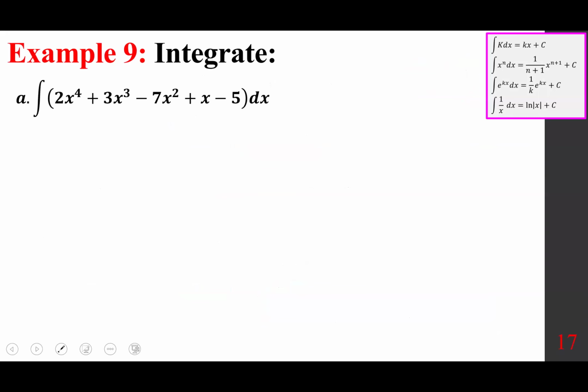We are going to integrate 2x to the power of 4 minus 3x cubed minus 7x squared plus x minus 5 dx term by term. So this is 2 over 5 x to the power of 5.